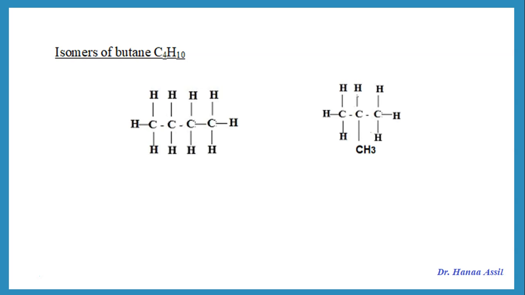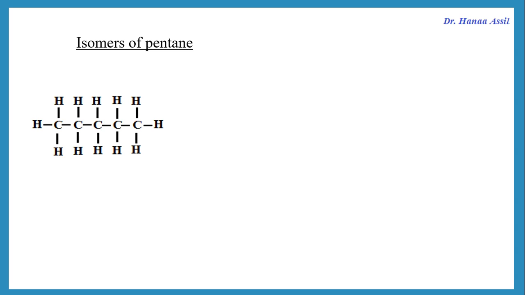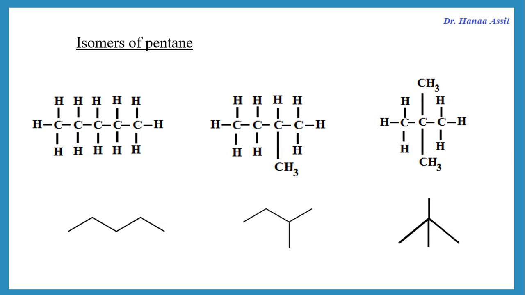What about isomers of butane? Butane is something that has 4 carbons. So either all the 4 carbons are one after the other, or 3 carbons are in a chain and the 4th is a branch. So these are the isomers of butane. Pentane. How do we draw isomers of pentane? Again, either all 5 carbons one after the other, or 4 carbons in a chain and one of them is a branch, or 3 carbons in a chain and 2 of them are branches.